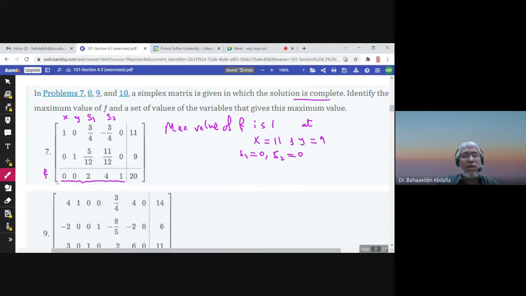So I wrote the maximum value is 1. I mean, the maximum value of f is 20. This is the maximum value of f. So this is the answer of the question.